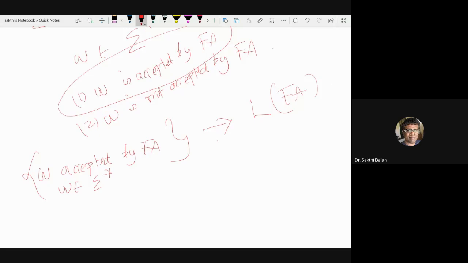So W accepted by FA, where W belongs to sigma star, is collected as a set, and we call that the language accepted by the finite automata. Okay, so this is a little bit informal definition. Okay, now let's make it a little more formal.